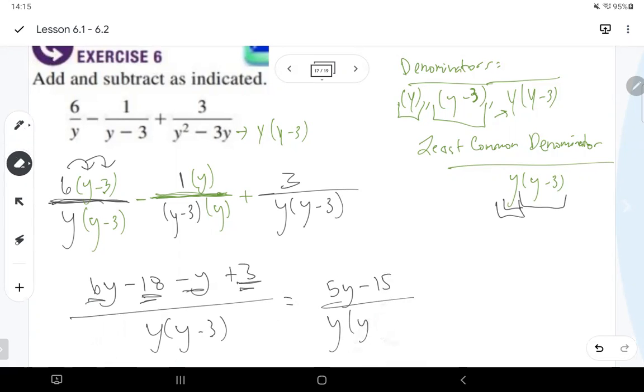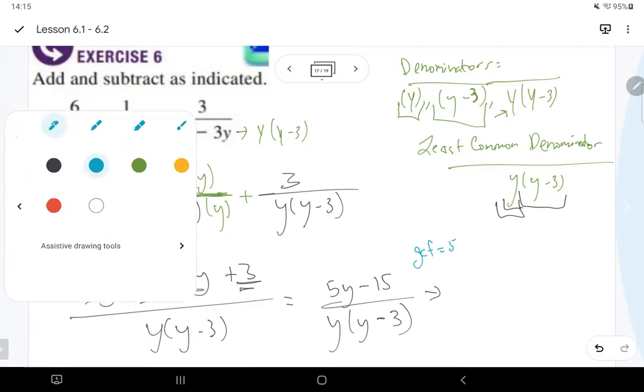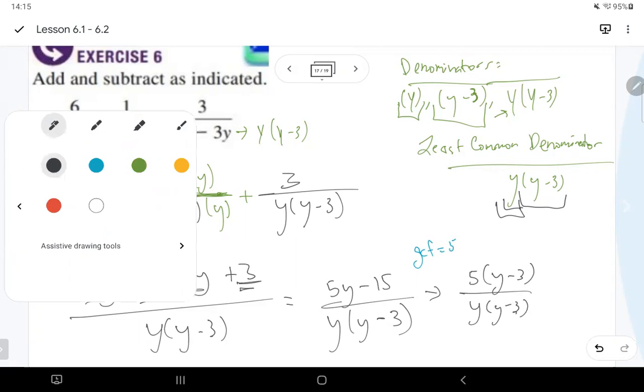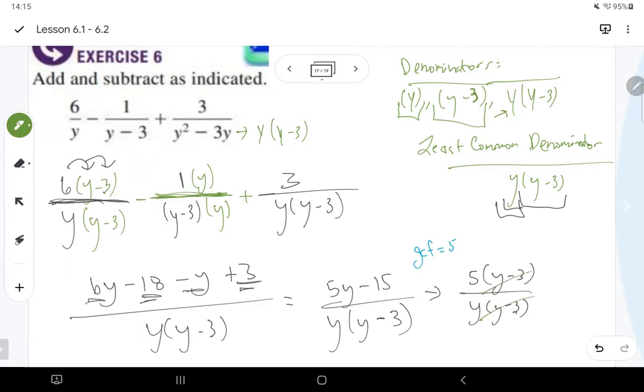This shows you exactly why you need to factor. So we can pull a GCF out here. GCF equal to 5. So 5 times y minus 3, over y minus 3. You should see here that the y minus 3's cancel. So your final answer here is 5 over y.